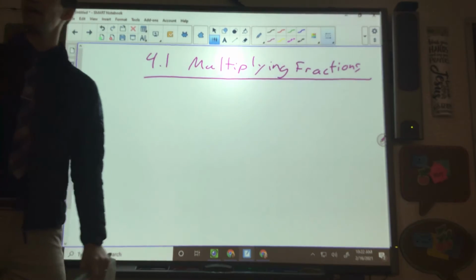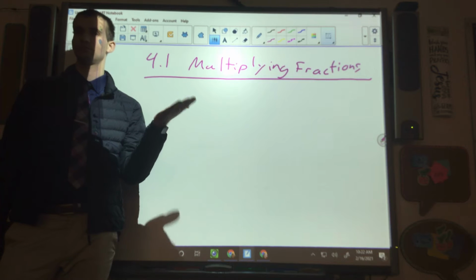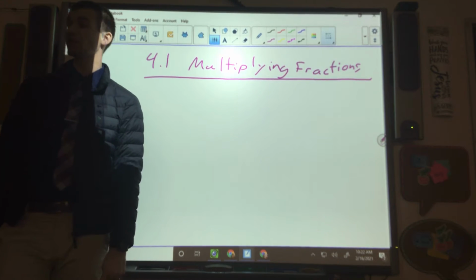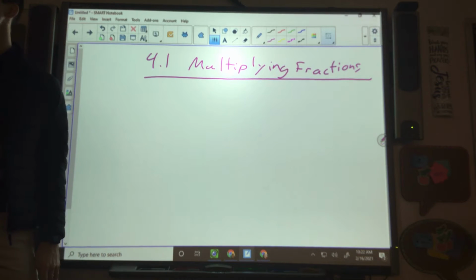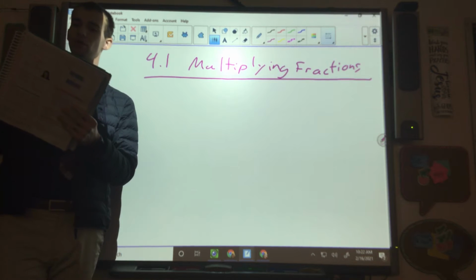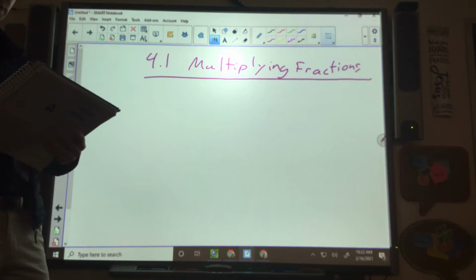You guys already know how to add and subtract fractions. To add or subtract fractions, you have to get a common denominator. A lot of you actually showed that you know how to do that very well on the test. Some of you maybe not so well, but we'll go over that when we go over the test. For right now, we're on 4.1, page 165.